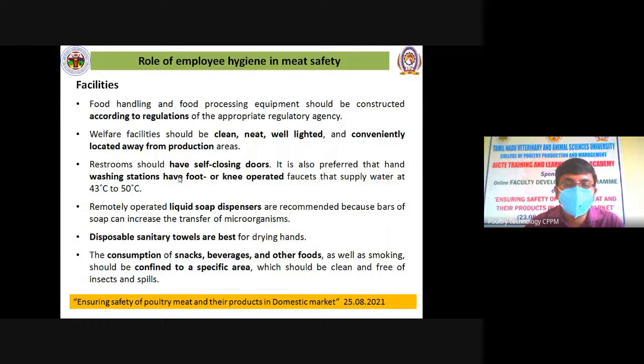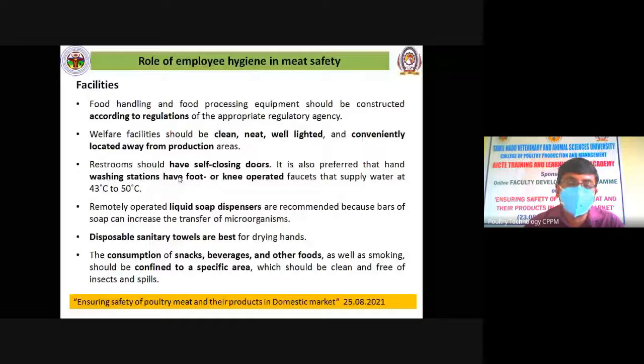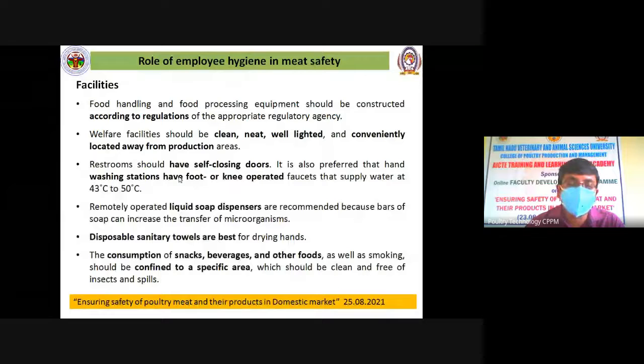The welfare facility should be clean, neat, well lighted, and conveniently located away from the production areas. And the restroom should have self-closing doors. It is also preferred that the hand washing station should have foot or knee operated faucets that supply water at 49 to 50 degrees centigrade. Remotely operated liquid soap dispensers are recommended because bars of soap can increase the transfer of germs from one person to another. And disposable sanitary towels are best for drying the hands.